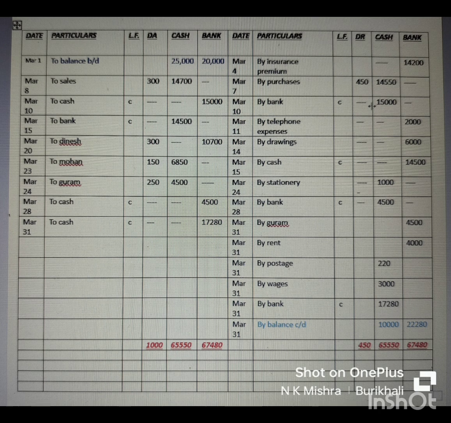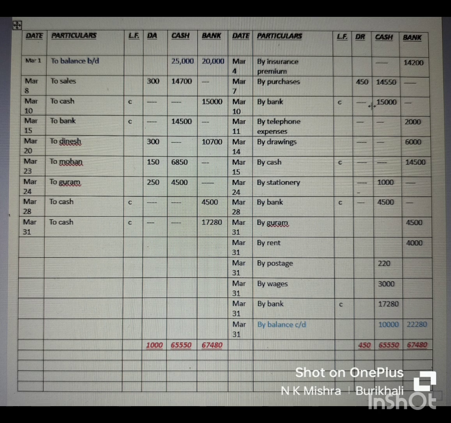Next is March 10, cash deposited in bank. Whenever cash is deposited in bank or money is withdrawn from bank, for that we pass contra entries. Basically for that you have to write C in the LF column. In this case, it is a single transaction, but both sides are getting affected.